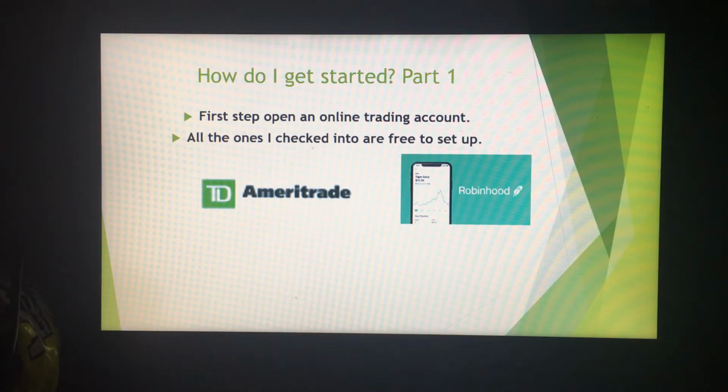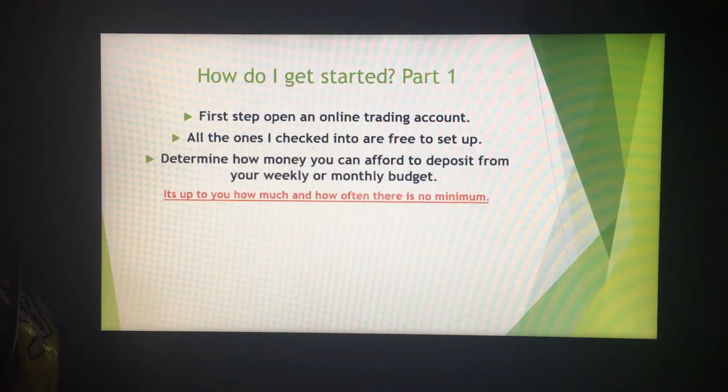Yes. And then it will ask you questions, and you'll go through the questions, fill them out, and you'll create a username, a password, and boom, you'll have your account set up. You can actually start watching stocks, set up a watch list, start to research stocks for free. No money involved in this.